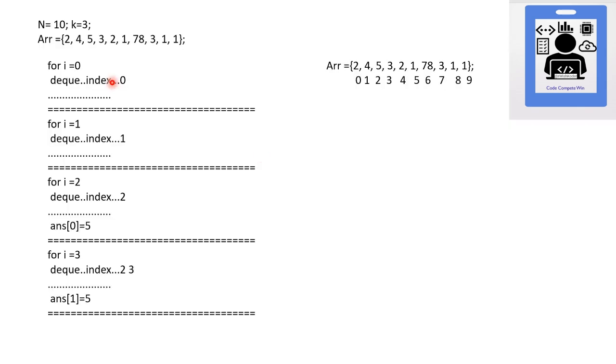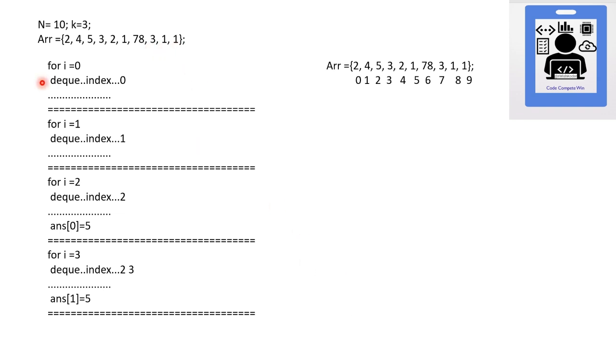Let's take one example. You are given an array of size 10 and you need to find the maximum value of each subarray which starts at an index i and has size k. So here you can see n equals 10, k equals 3, and the array is 2, 4, 5, 3, 2, 1, 7, 8, 78, 3, 1, 1.